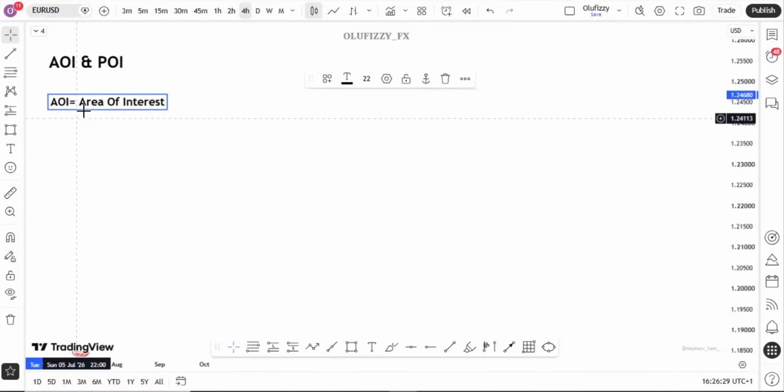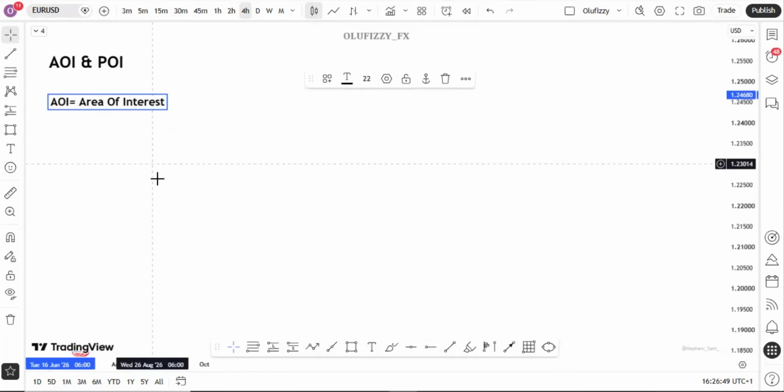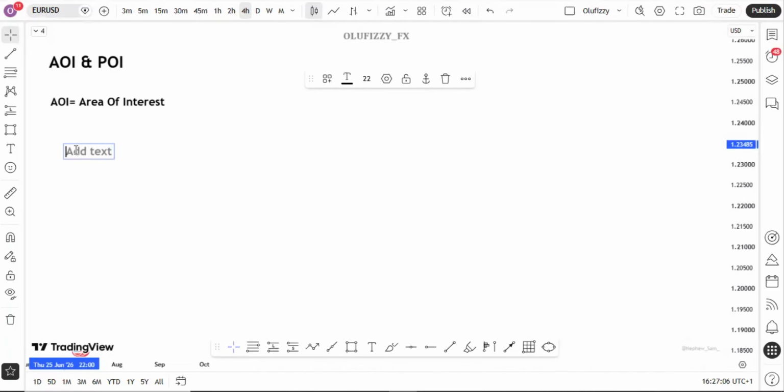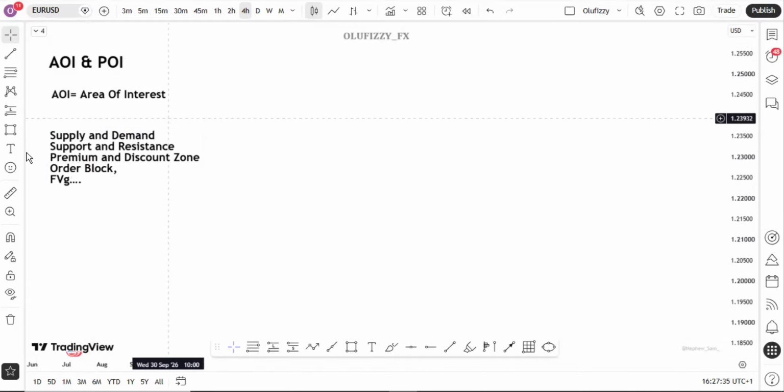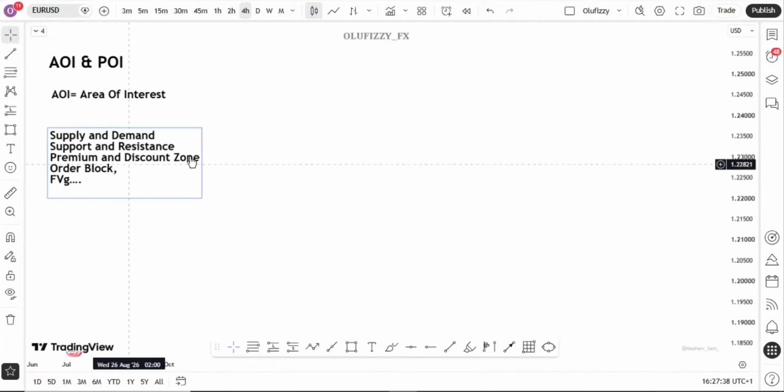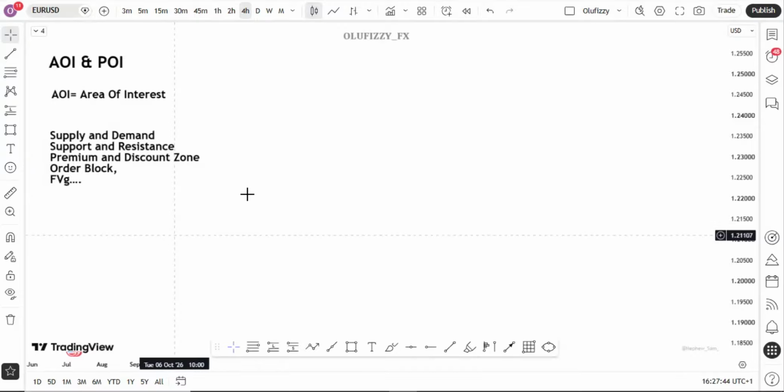AOI simply means area of interest. Which means AOI is a zone that you expect price to react from on your chart. It's not just a single level, it's an entire zone where you expect price to react from. For example, we have different types of zones that you can consider as your AOI, depending on what you are looking out for when you are trading. So we have supply and demand, we have support and resistance, we have premium and discount zones, we have order blocks, we have fair value gaps.